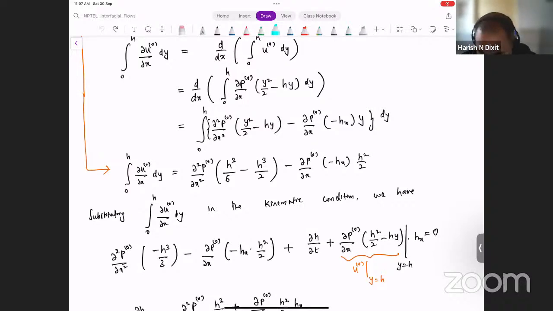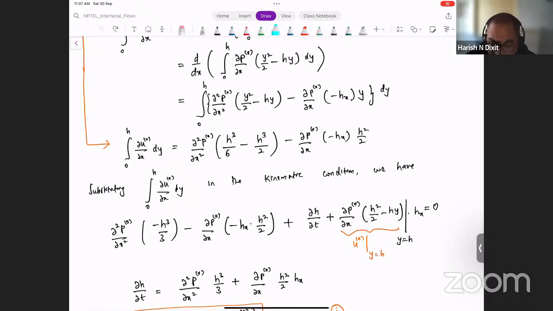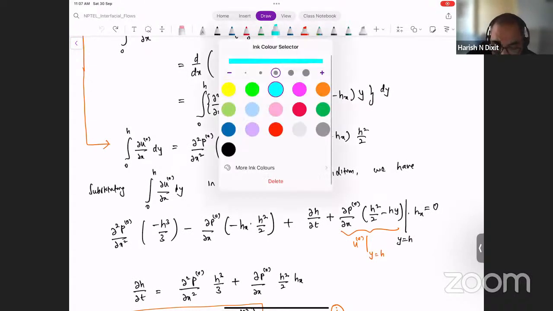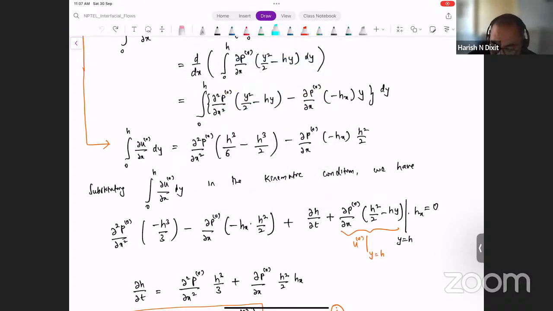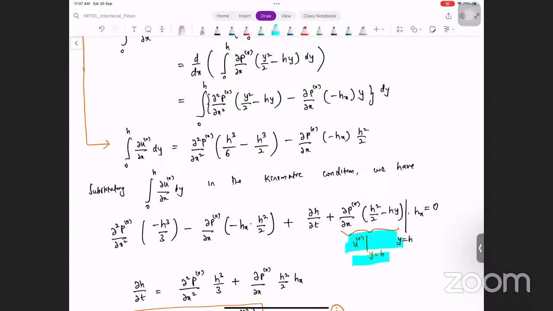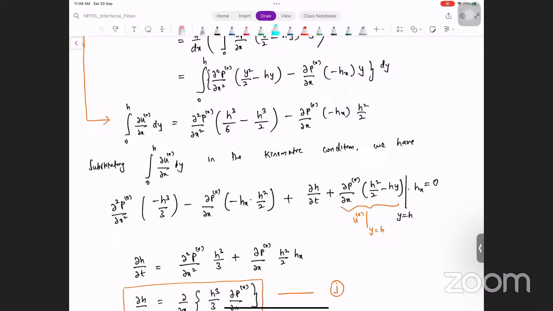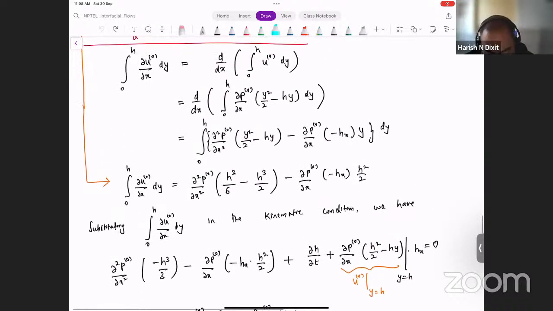Okay. So have you ensured that this quantity is evaluated at y equal to h, Himanshu? Yes, sir. When we put this at y equals h, this is then x square by 2. This is x square by 2. You have made sure of that, right? Yes, sir. Okay, so so far this is okay.